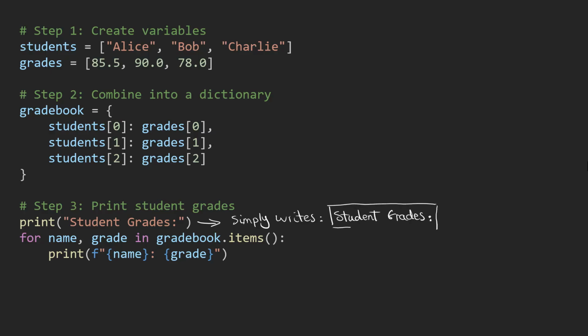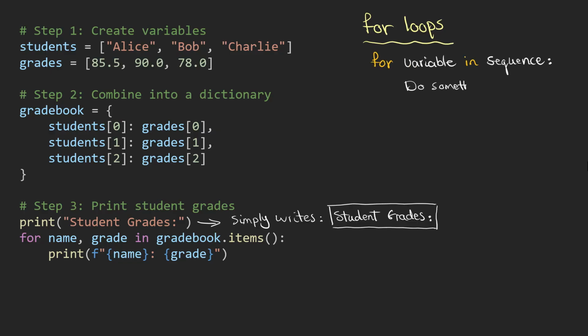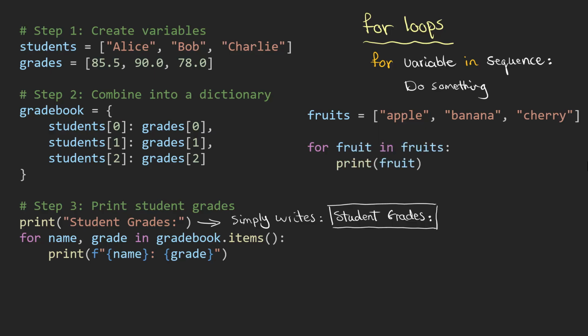This line simply writes students' grades colon. The next part is a for loop which is used to repeat code. In fact, we use it to loop over a sequence like a list, a string, or in this case a dictionary. So we need a variable and a sequence to loop over. Suppose that you have a list of fruits and you want to print every item in the list in the terminal. We first define a variable named fruit, and this loop assigns each element of the list to the variable and prints it. This is the result we get.